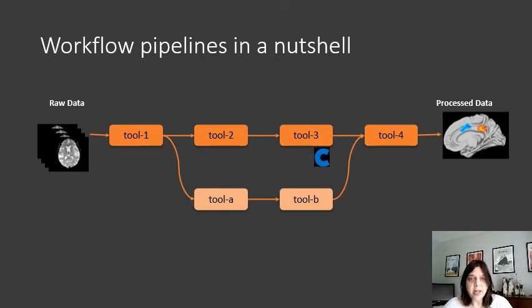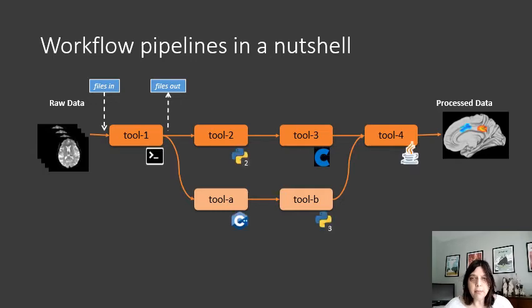And what these lines here describe between the tools is that there are dependencies. So, showing here the different types of applications that are run here. There are files in, files out, and dependencies between, say here, tool 1 and tool A.